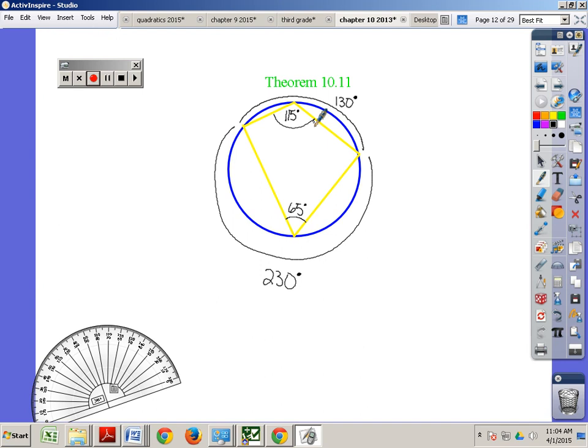So theorem 10.11: the quadrilateral can be inscribed in a circle if and only if its opposite angles are supplementary. Be sure you have all theorems 10.8 through 10.11 in your notebook.